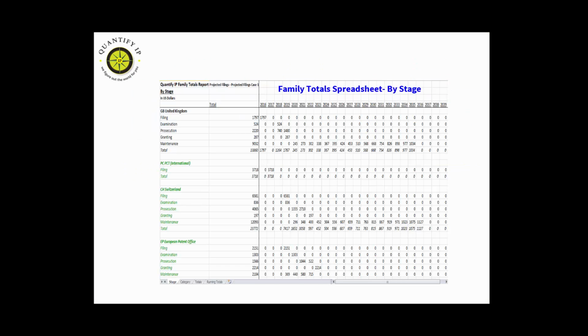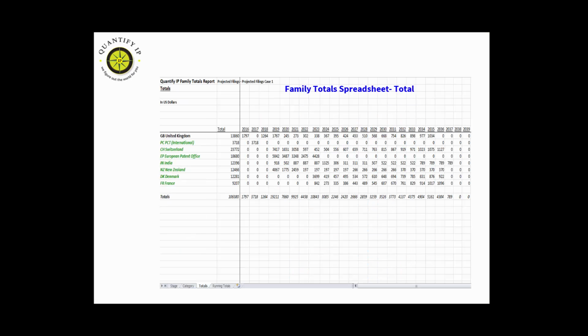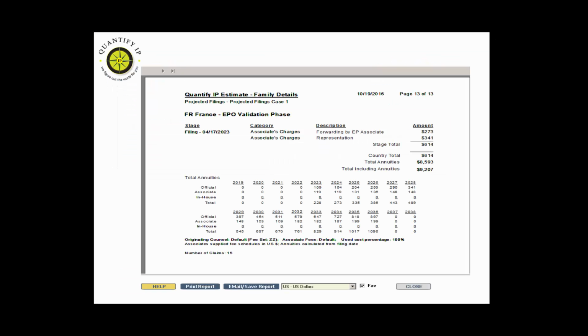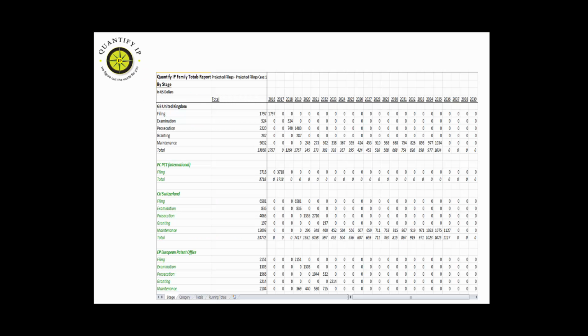The Family Totals spreadsheet displays the yearly costs for a given family. Here the countries specified as projected filings are italicized and displayed in green to differentiate the possible costs of projected filings from the cost estimates of active filings, shown in black. Thus, with the Projected Filings feature, customers have the ability to identify the future filings that will eventually appear in a particular family, and also to include all of the potential future costs in the cost estimate reports.